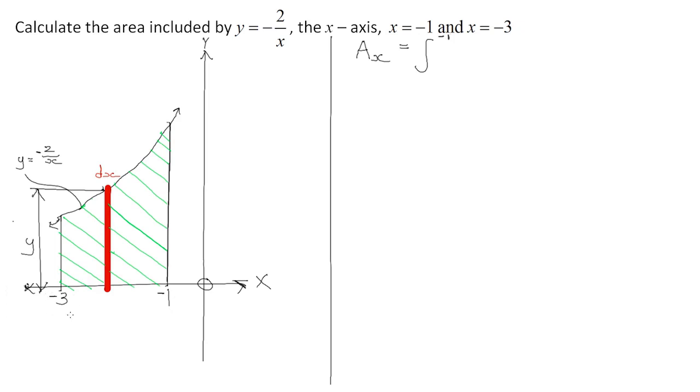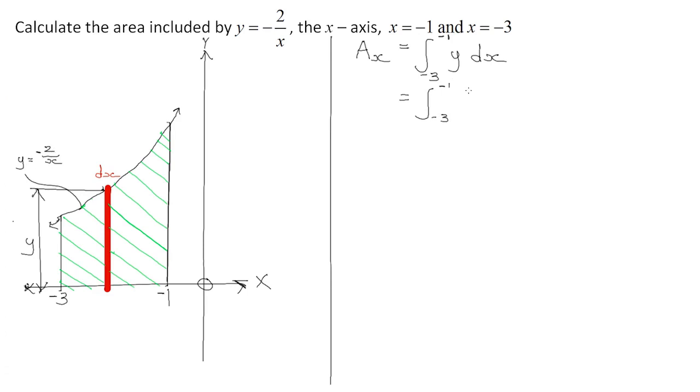My lower limit is -3, because that is what they were telling us. The length of the strip, that is y, and the width of the strip, that is dx. And that is the formula for area. Now we continue by substituting. Integral from -1 to -3. What is y in terms of x? You can clearly see there y is equal to -2 over x.